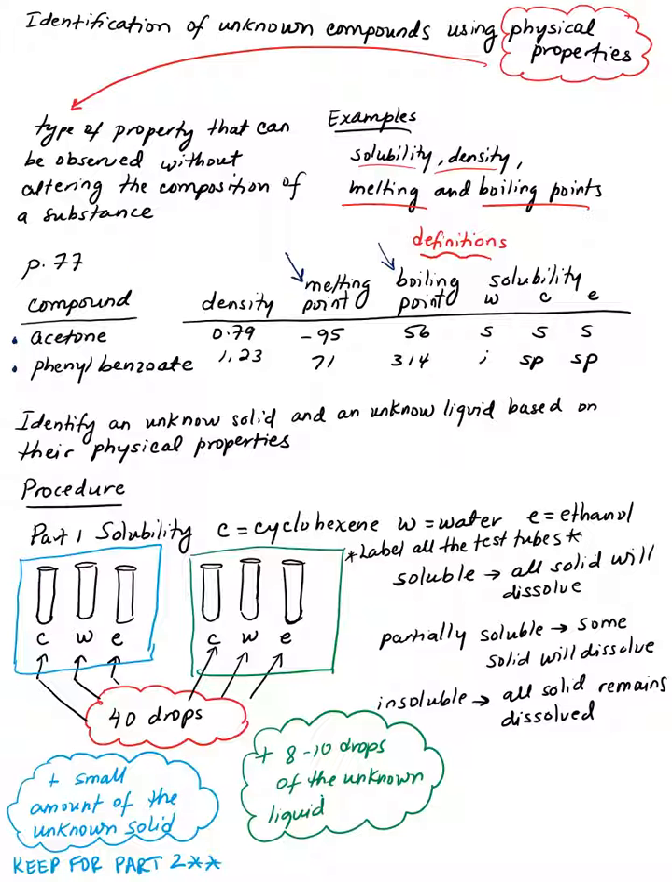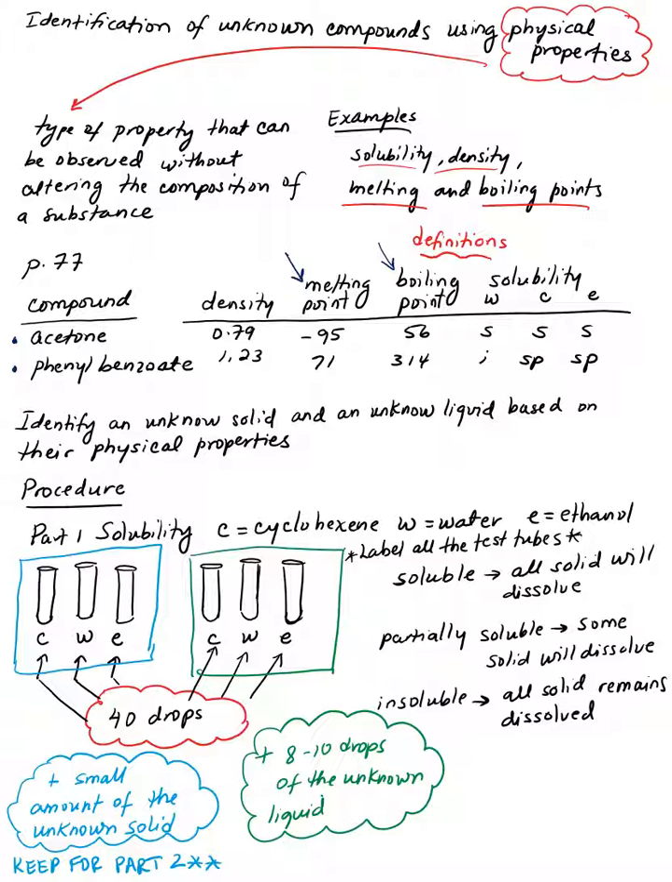So now, as part of your procedure, the first thing we're going to be determining is the solubility of your liquid and your solid. So you're going to prepare 6 test tubes: 2 for cyclohexane, 2 for water, 2 for ethanol. So you have 2 sets with your 3 different solvents.